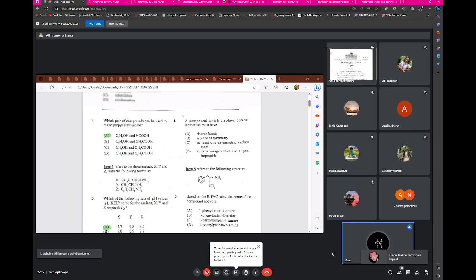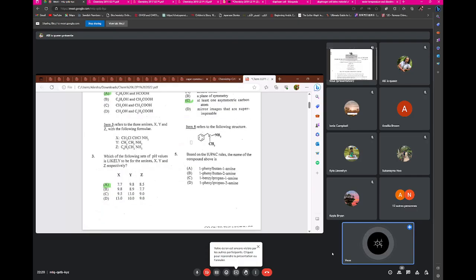Alright, number 4: a compound which shows optical isomerism must have... The term that Kayla used was asymmetric, right? Well, asymmetric carbon. Okay, so D is out because it has to be non-superimposable. It doesn't necessarily have to have double bonds. A plane of symmetry. Which one do you think is the best answer, B or C? C. Alright, so C.